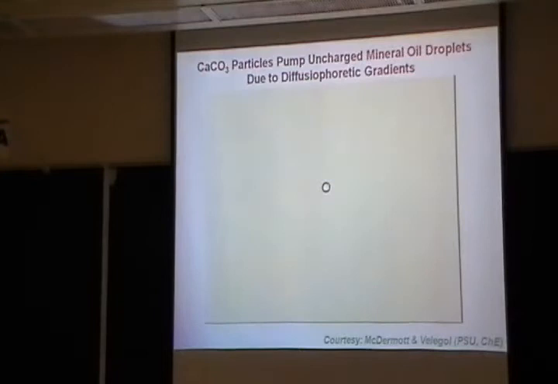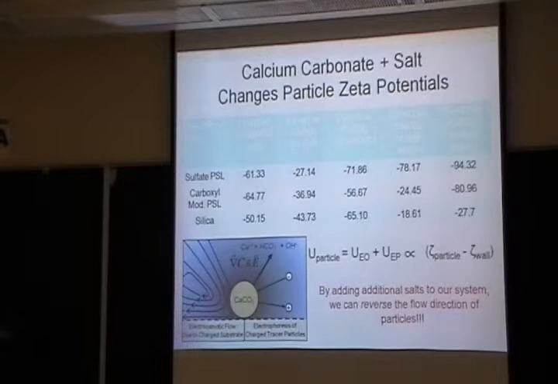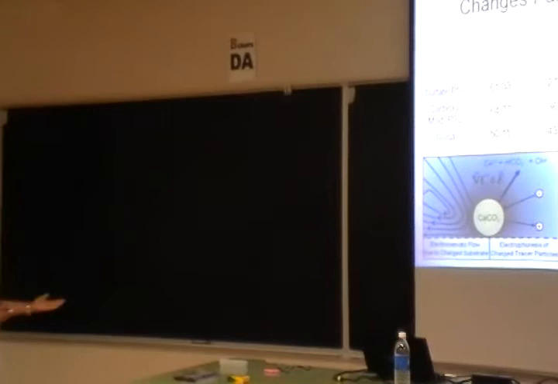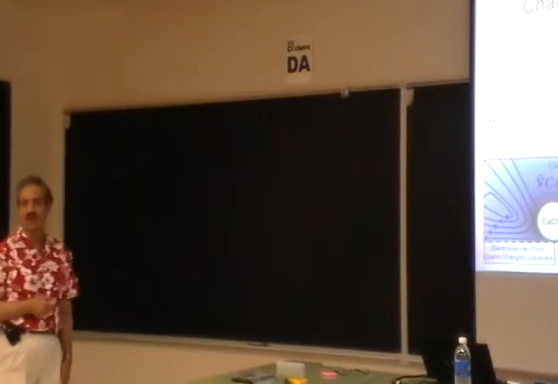And what's happening here is this. It turns out that when we're doing this experiment, of course, we're sitting on a glass slide, and in calcium carbonate, the glass slide has a more negative zeta potential than the tracer particles. And so the electroosmotic flow dominates, and that's why the particles move up.